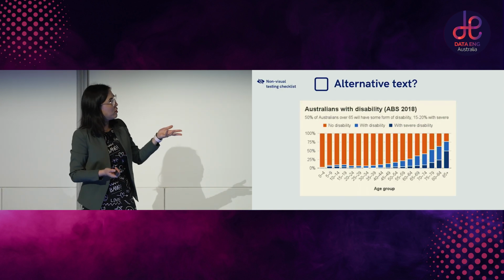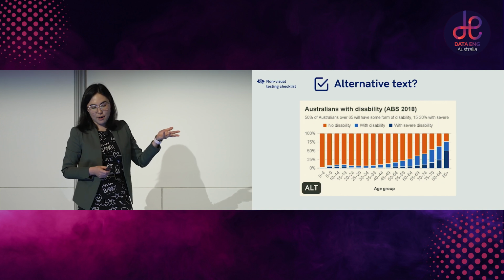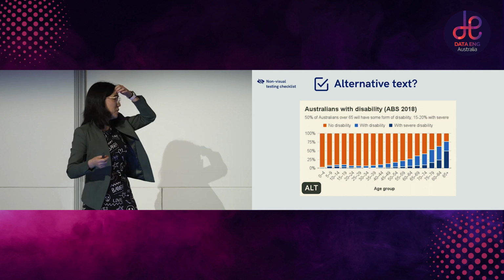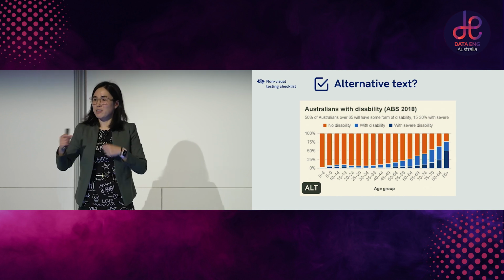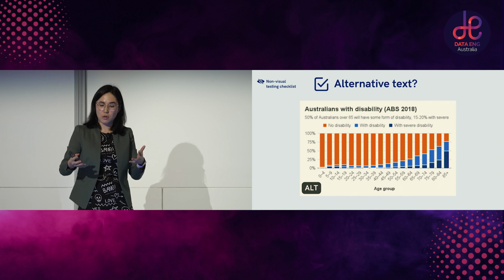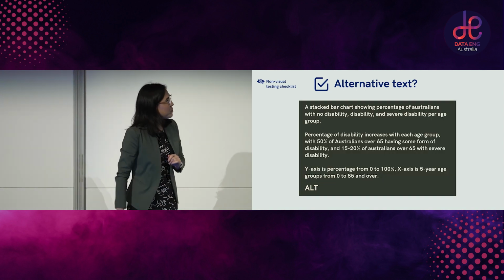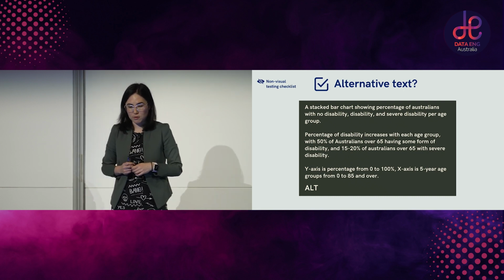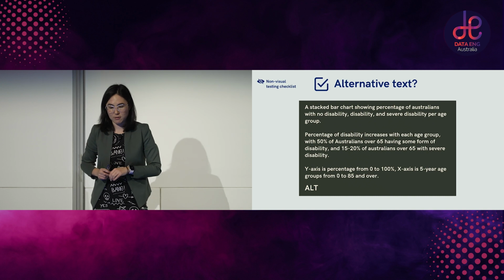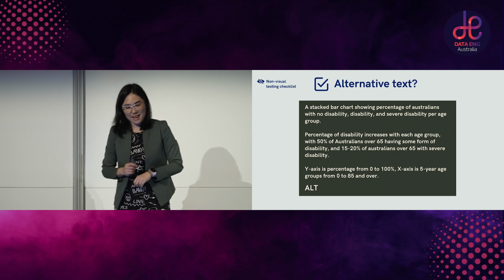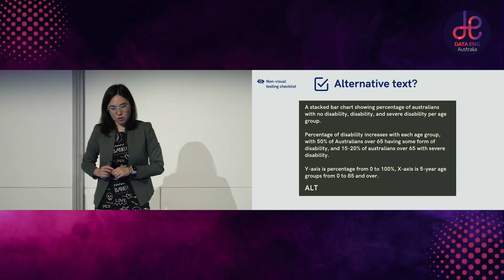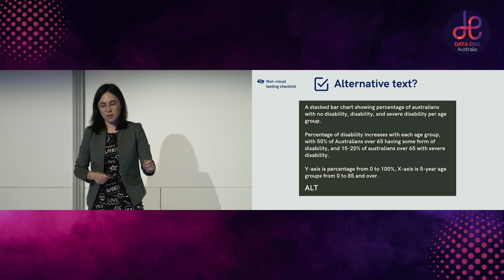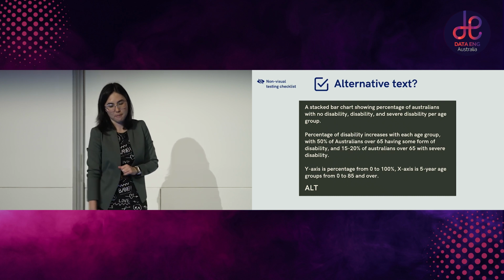So does this image have alternative text? If you upload something to social media, like Twitter, I can't call it Twitter anymore, what is it now, X, LinkedIn, there is actually a place that you can add alternative text to explain what your chart is. So I've added some alternative text here. A stacked bar chart showing percentage of Australians with no disability, and severe disabilities per age group. Percentage of disability increases with each age group, with 50% of Australians over 65 having some form of disability and 15 to 20% of Australians over 65 with severe disability.